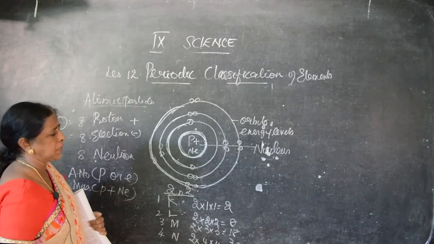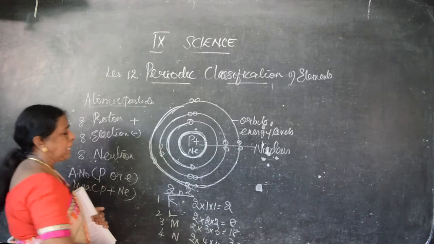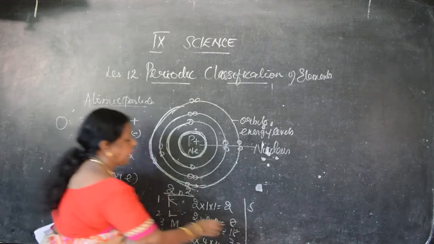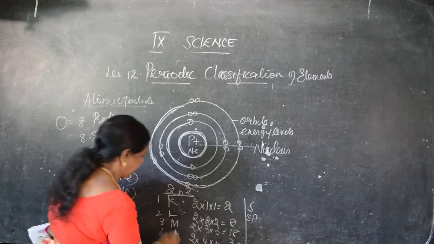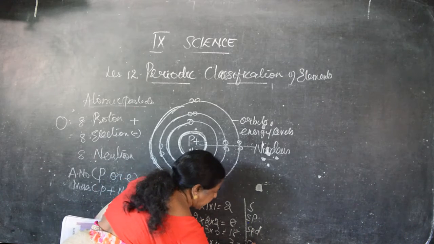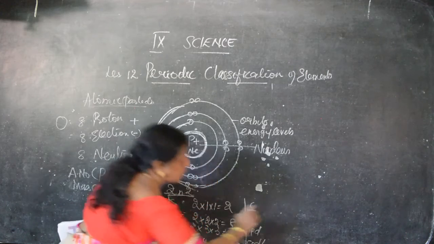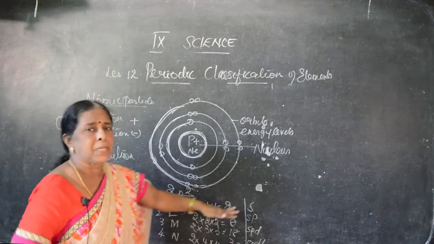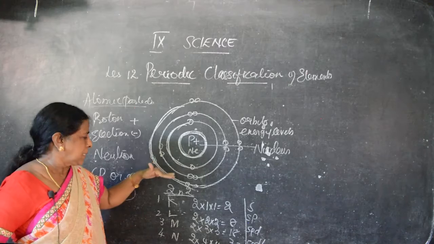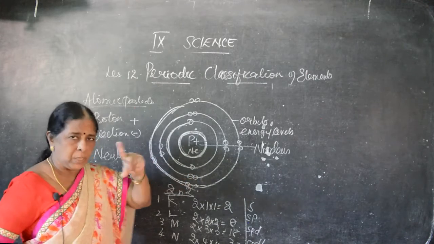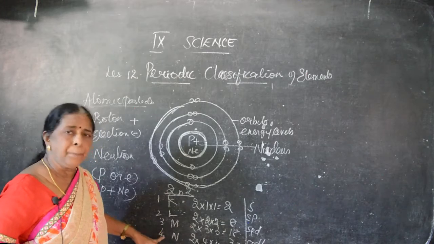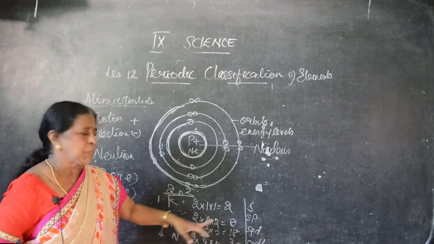Every orbit has got suborbits. We are coming to that point only. K has got S. And L, we can see S and P. And M, S, P, D. And N, S, P, D, F. These are the blocks. We are coming to the main part. That is orbits and suborbits. K has only one suborbit, S. L has two suborbits, SP. M, SPD and N, SPDF.